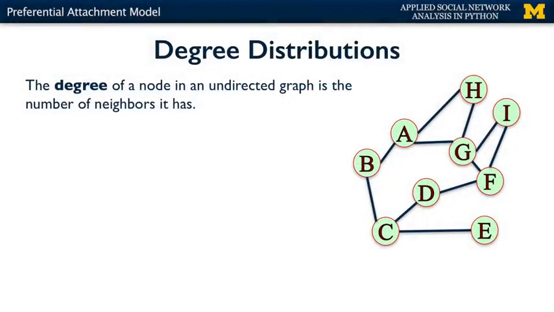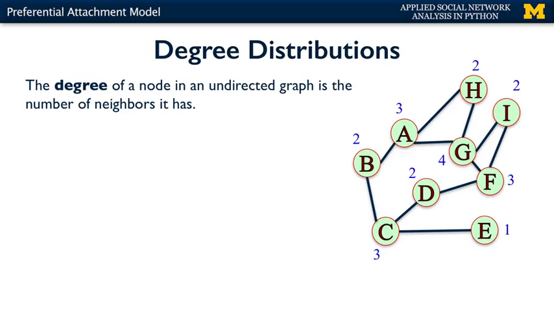Hello. As we have seen before, the degree of a node in an undirected graph is the number of neighbors that it has. But sometimes we're not interested in the particular degree of a specific node. We're interested in seeing how the degrees of all the nodes are distributed across the whole network. For example, here in this network, we see that many of the nodes have degree 2, some have degree 3, and only one of them has degree 4, and one has degree 1. And so sometimes we like to see how these are distributed over the network.